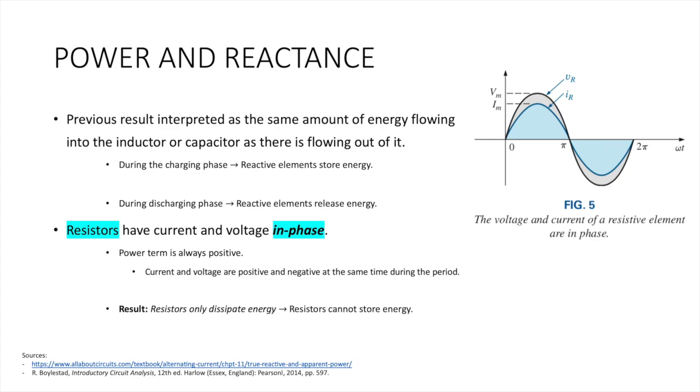For resistors, on the other hand, both the voltage and current are in phase, and so the power term will always be positive. This is because V and I are positive and negative at the same time as each other when their waveforms are in phase. Hence, resistors only ever dissipate energy and do not act as an energy storage device like capacitors or inductors do.